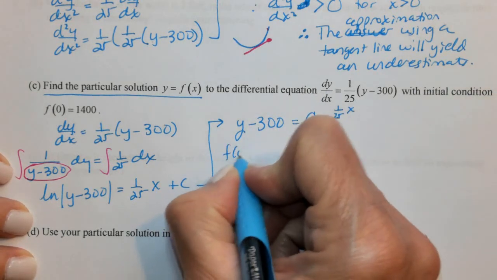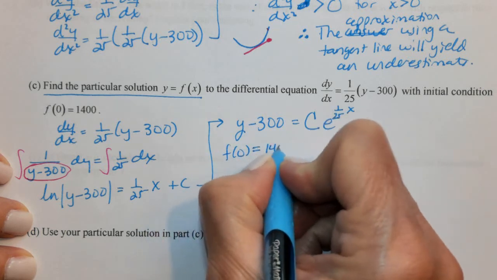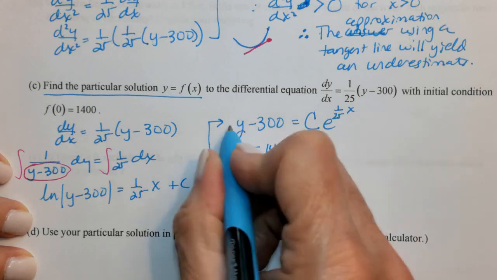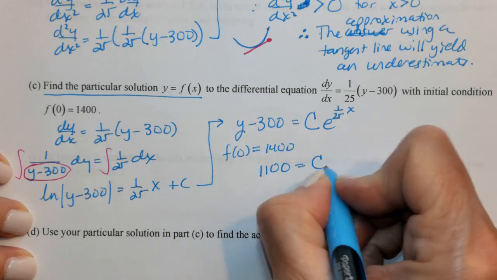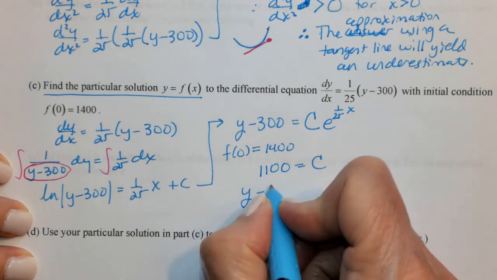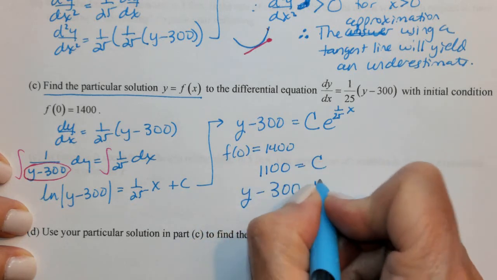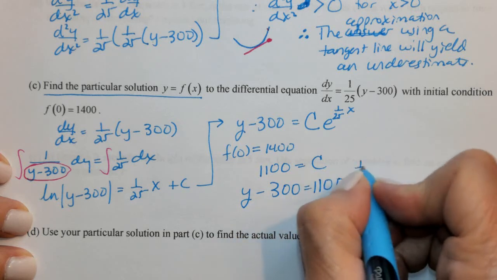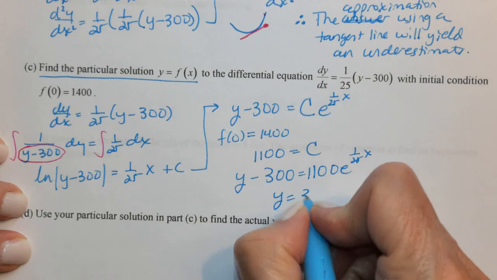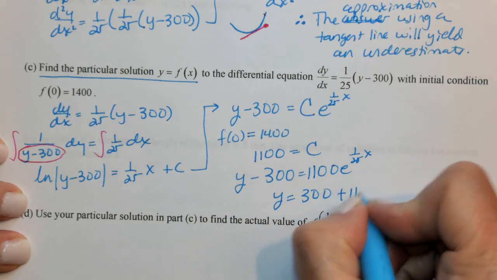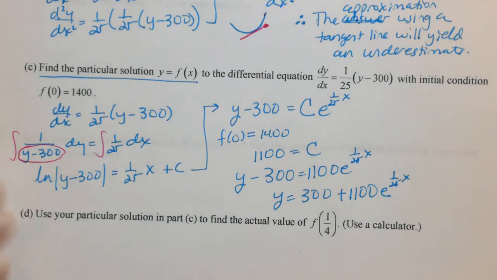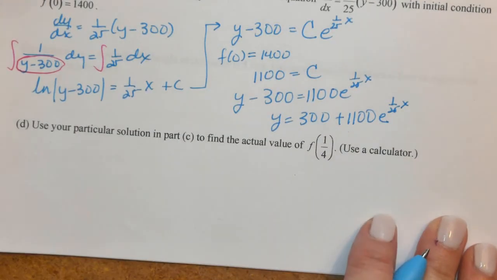Plug in your point. So f of 0 is 1400. So 1400 goes in for y, 0 goes in for x. E to the 0 is 1. So our equation becomes this. And lastly, solve for y. And that was what we were asked to do.